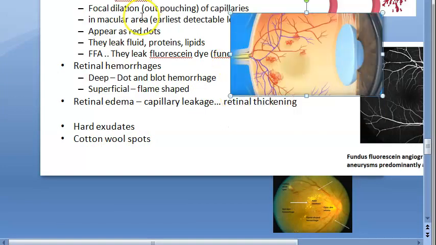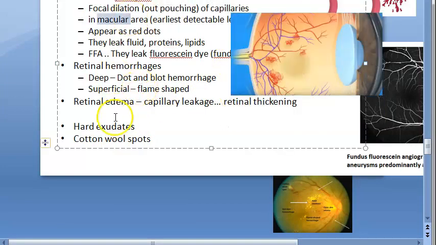So let us move on now, guys. We are moving on to the next thing here, hard exudates. Hard exudates means what? This is when the lipids are coming out, right? So these will be yellow, white, waxy looking patches that are arranged in clumps or in circinate pattern. These are commonly seen in the macular area.